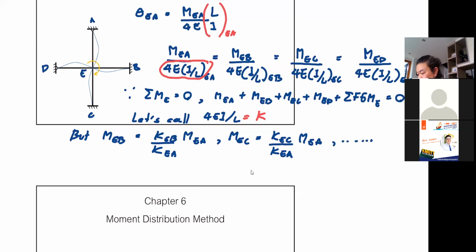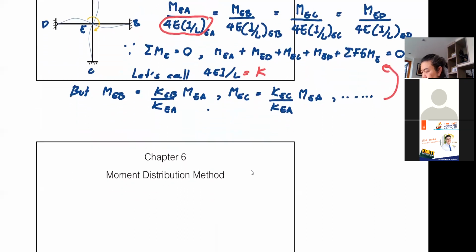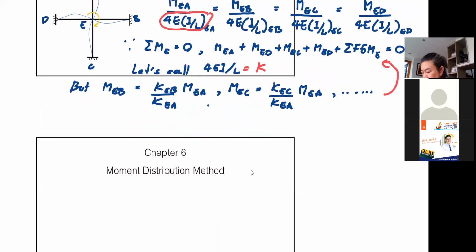So when I put this back into my moment equation here, now what do you think I have? Therefore, I can say MEA, it's MEA, right? Plus MEB here. But I will now write MEB in terms of MEA. So it's KEB over KEA, MEA now.